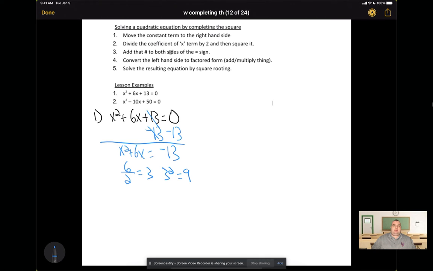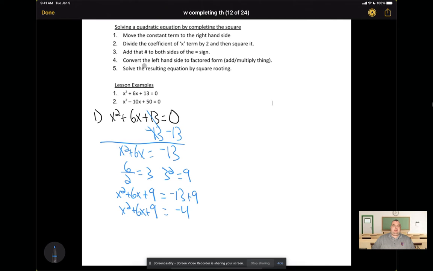Step 3, add that number to both sides of the equal sign. So we're going to take the number that we got, 9, and we're going to add that to both sides of the equal sign. So on the left-hand side, that's going to be x squared plus 6x plus 9. And on the right-hand side, I had negative 13, and now I'm going to add 9. Well, what's negative 13 plus 9? Use a calculator if you need to. There's no shame in doing so. So negative 13 plus 9 is negative 4. So when I add 9 to both sides, I end up with x squared plus 6x plus 9 equals negative 4. Okay, so that's step 3.